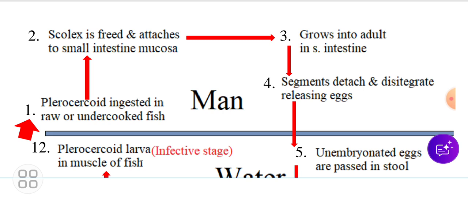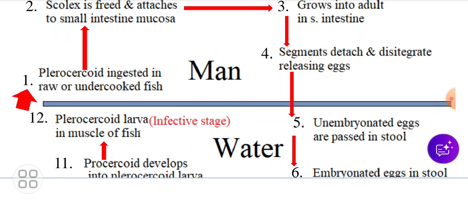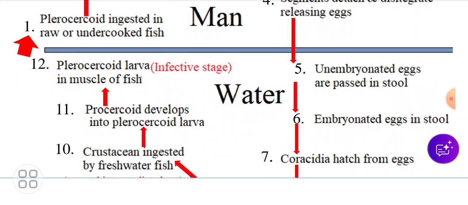Number 4, segments are detached from the adult worm, the distal segments, the segments far away from the head, and commonly disintegrate, that is to say they rupture in the intestine, releasing eggs. These eggs are unembryonated, immature eggs. The eggs are passed in stool. If this stool happens to be passed in fresh water, the unembryonated eggs will become embryonated, that's mature eggs.